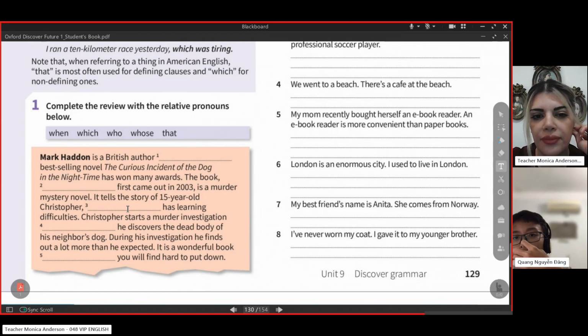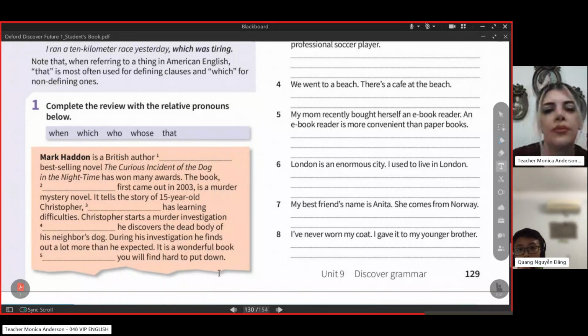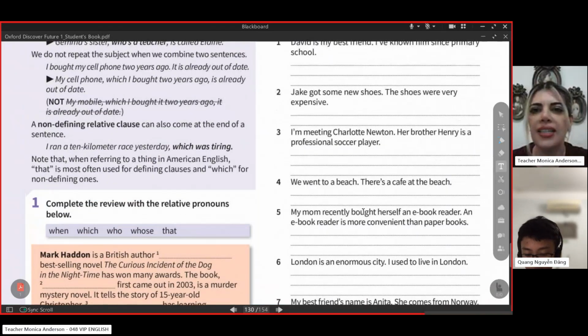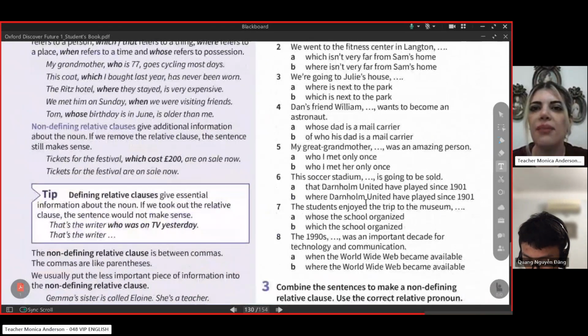During his investigation, he finds out a lot more than he expected. It is a wonderful book that you will find hard to put down. Very good, excellent.